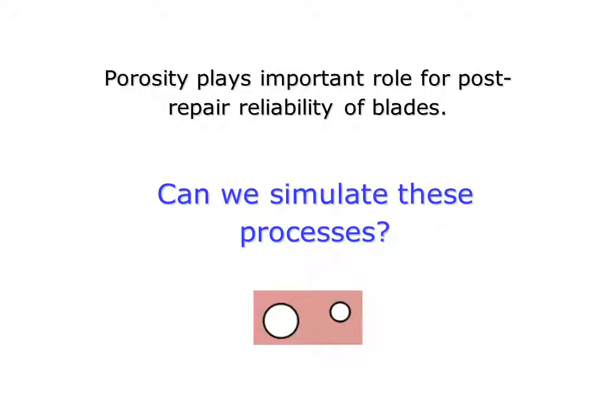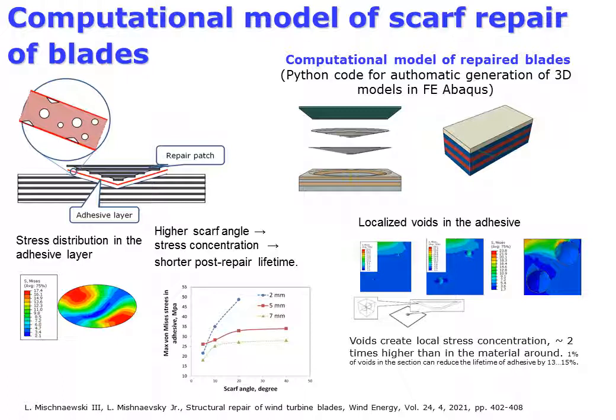Porosity plays an important role for post-repair reliability of blades. Can we simulate void formation and their influence? We at DTU developed a multi-scale computational model of a repaired blade, taking into account the scarf geometry, and also porosity in the adhesive. As expected, larger voids increase stress concentration in adhesives, and shorten the post-repair lifetime.